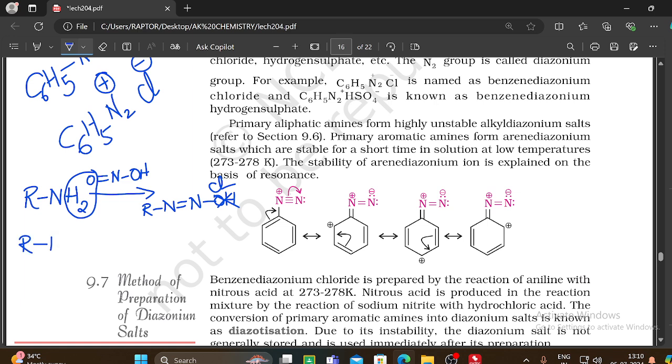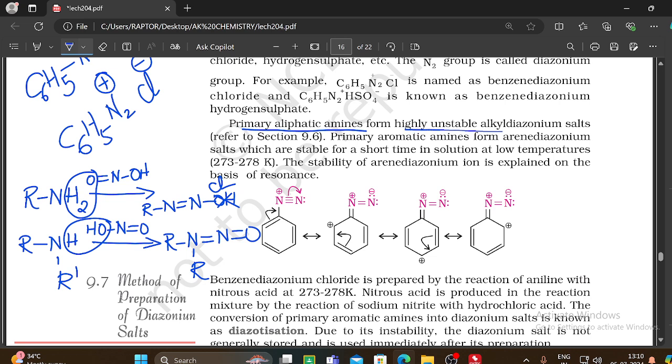In the case of a secondary amine, RNHR dash, with the same nitrous acid but in the reverse order, I need to write HON double bond O, because then only can I remove a water molecule with the hydrogen. So what salt will I get? RN double bond N, a nitroso compound, with this R dash. Now the content given is that primary aliphatic amines give highly unstable alkyl diazonium salts. Now we are checking the salt formed by the primary amine and secondary amine.